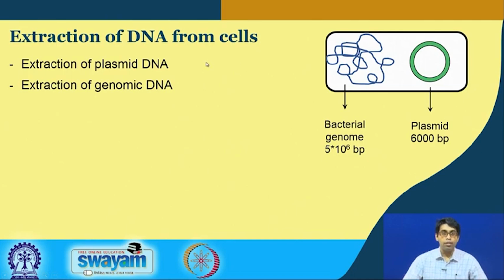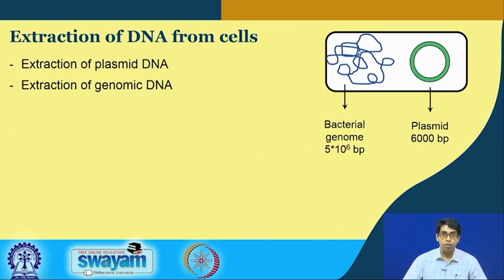So, in this week we are going to see extraction of DNA from cells, and we will mostly talk about extraction of DNA from bacteria. In case of bacteria, there are two different types of DNA. One is called the plasmid DNA and the other one is the genomic DNA. Genomic DNA is the DNA which encodes all the proteins and other information for the normal function of the bacteria or the survival of the bacteria.